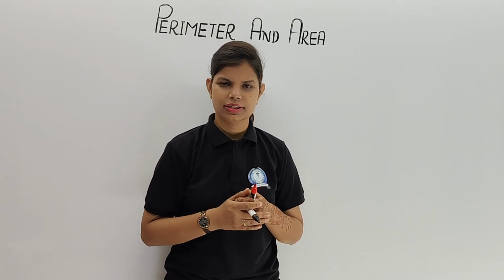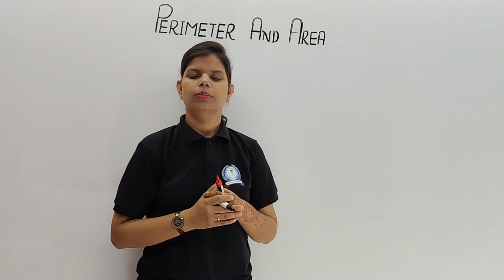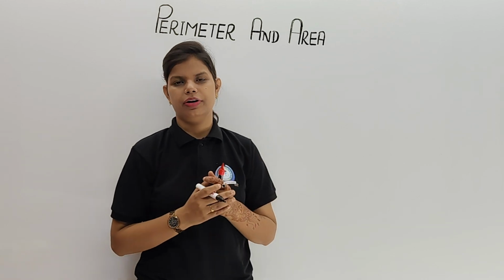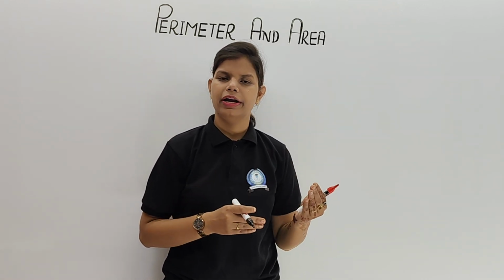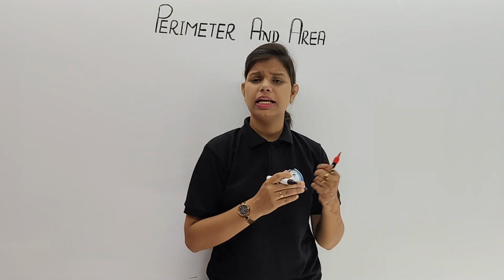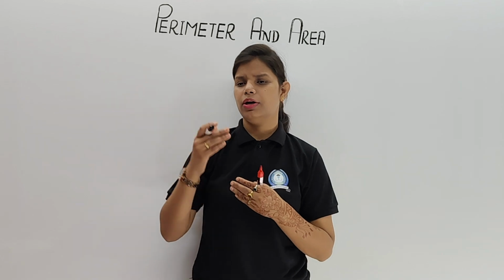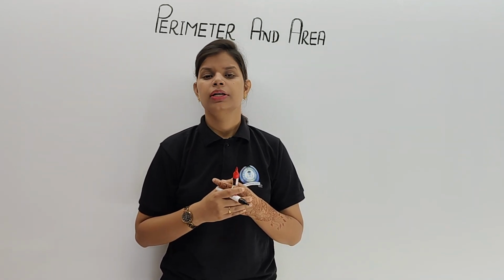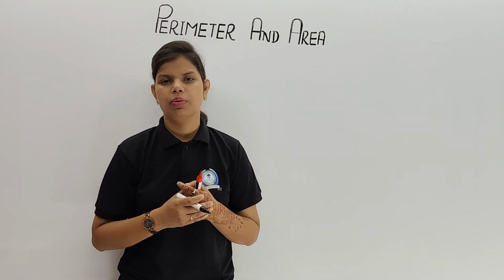Today we are here to discuss our topic, perimeter and area. Both these topics are different. Perimeter is different, area is different. The formulas to find the perimeter of different shapes are different, and the formulas to find the area of different shapes are also different.